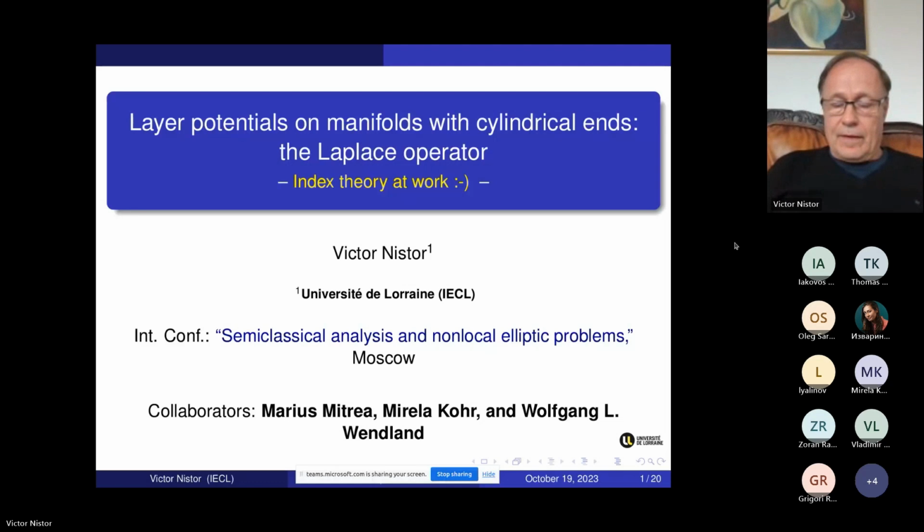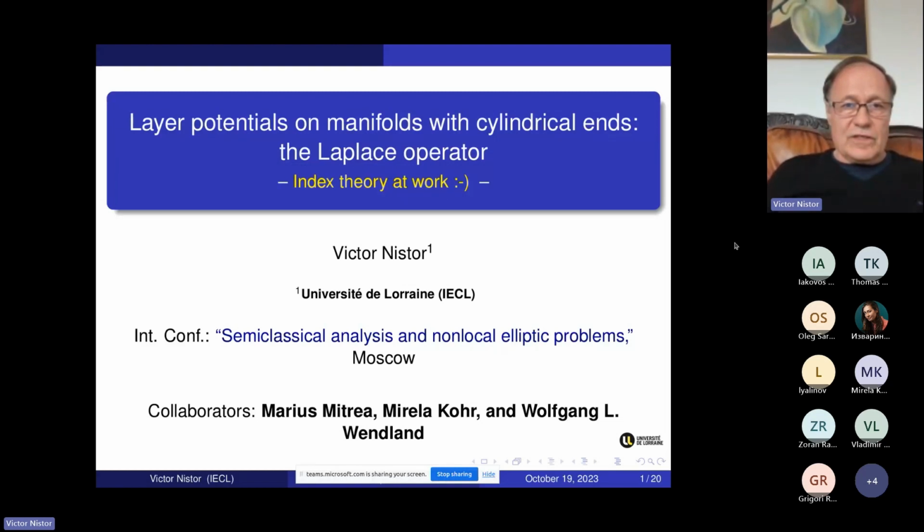So we start this session, and the first speaker is Professor Victor Nistor from University of Lorraine, and he will speak about layer potentials on manifolds with cylindrical ends and the Laplace operator. So please start. Thank you very much.